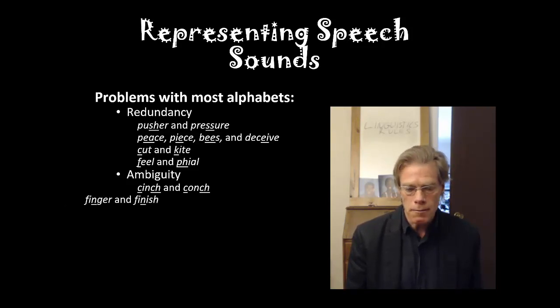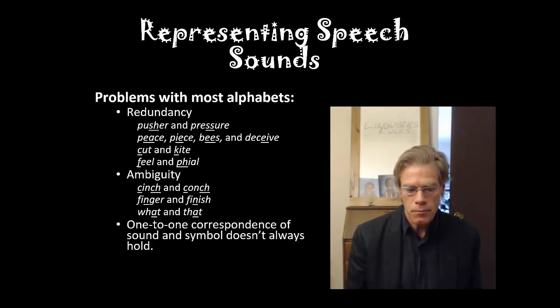It's ambiguity. Another example of ambiguity would be the N in finger represents the ng sound, whereas the N in Finnish represents the n sound. So that's ng versus n. And then we've got the ambiguity in what, where the A represents one vowel sound, and the word that, where the A represents a different vowel sound.